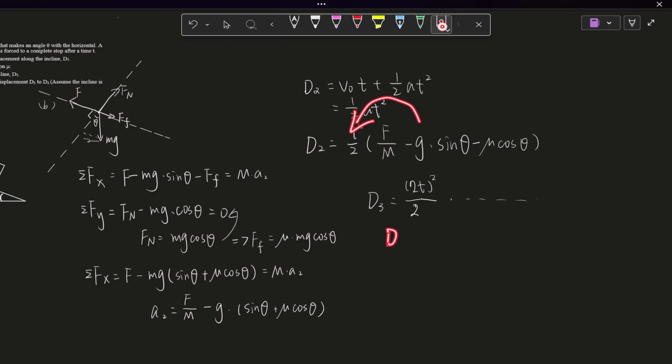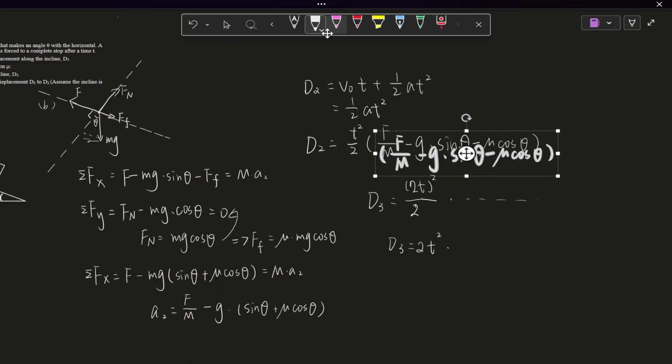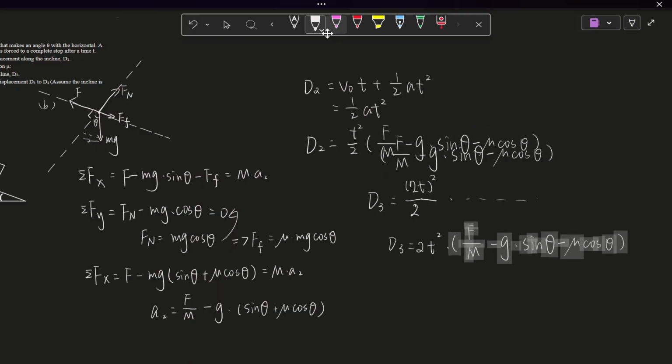So now d3 will become half times 2t squared times this long expression, exactly the same. I'll just copy it down.